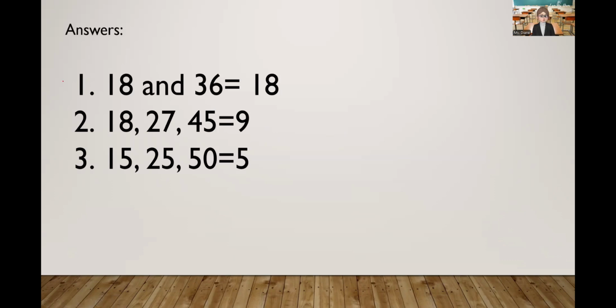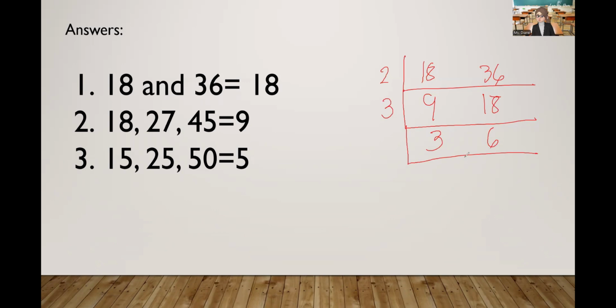Let's try to solve 18 and 36. Let's use continuous division. Let's divide this by 2. 18 divided by 2, that is 9. 36 divided by 2, that is 18. We can still divide them both by 3, right? So 9 divided by 3, that is 3. And 18 divided by 3, that is 6. We can still divide them by 3. 3 divided by 3 is 1, and 6 divided by 3, that is 2.